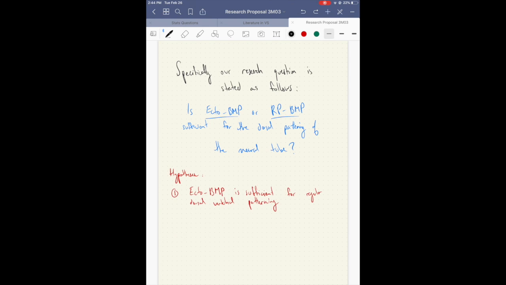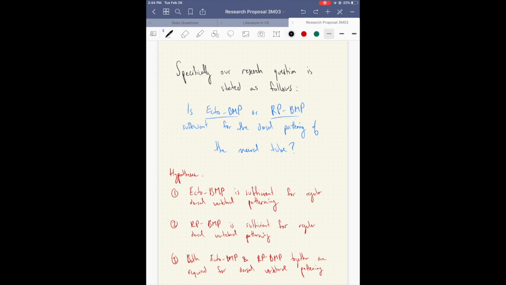1. Ecto-BMP is sufficient for regular dorsal vertebral patterning. 2. Roof plate BMP is sufficient for regular dorsal vertebral patterning. And 3. Both ecto-BMP and RP-BMP together are required for dorsal vertebral patterning.